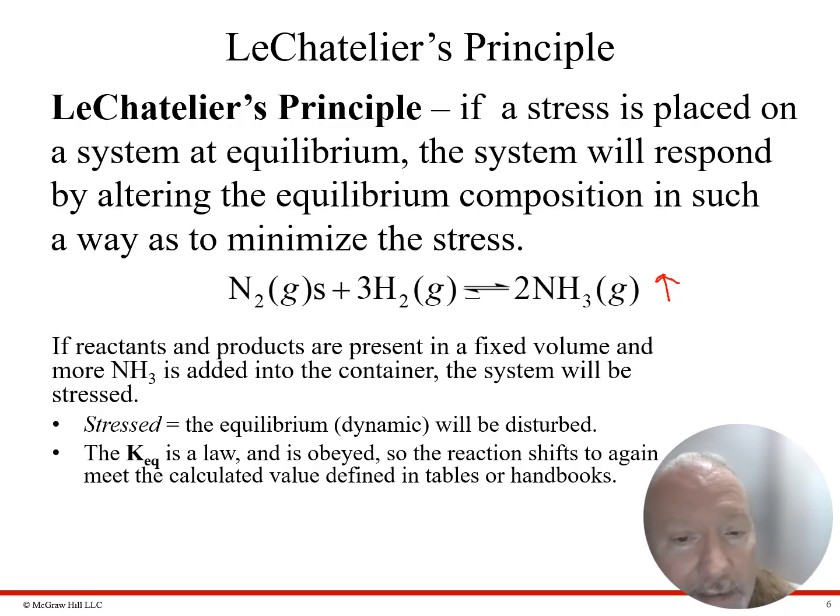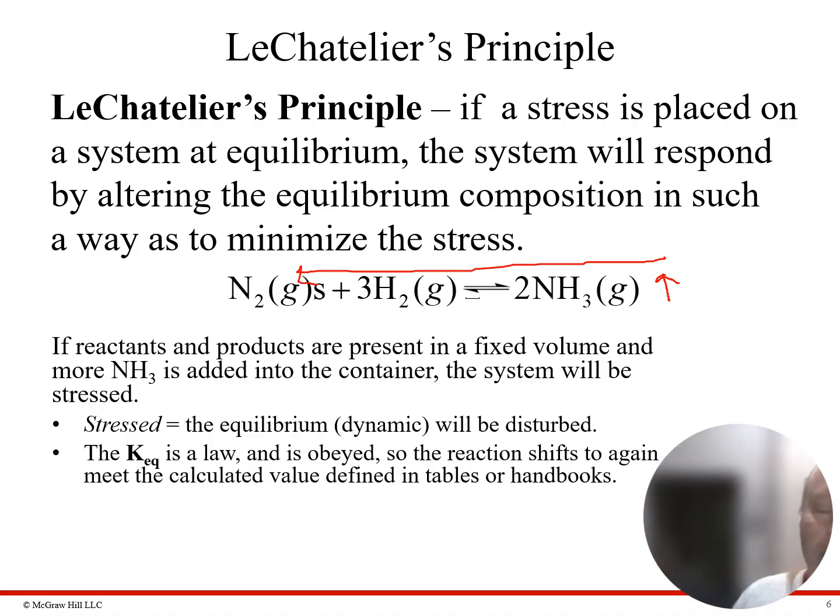So ammonia being added at equilibrium is going to force reactants to be made. You're going to make more reactants to offset the increased concentration of NH3. That's just the law of the universe being applied.